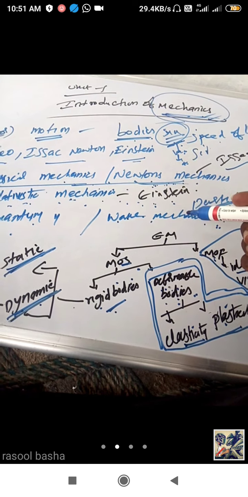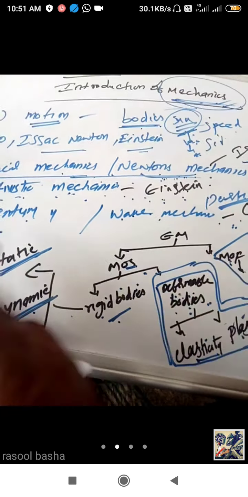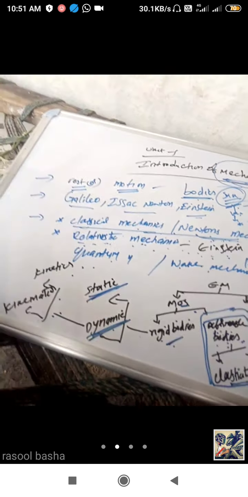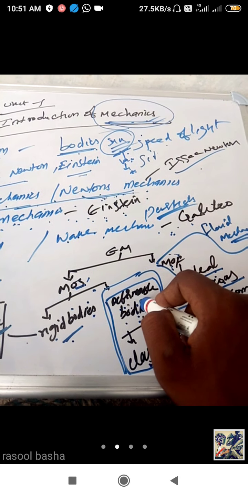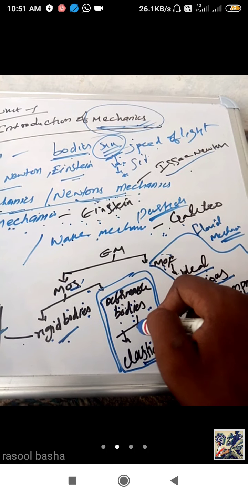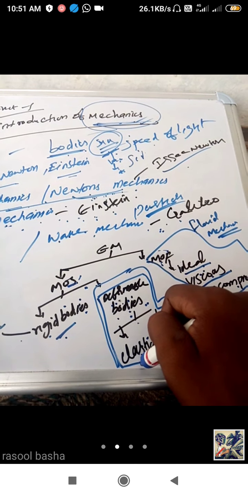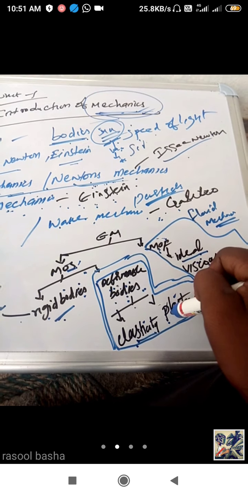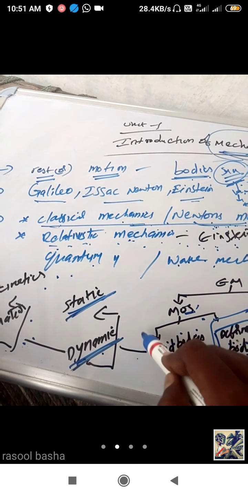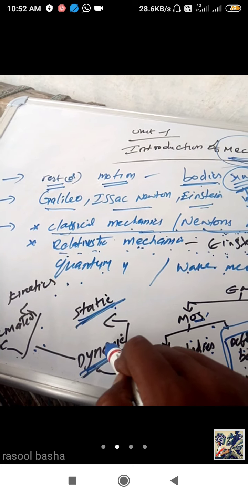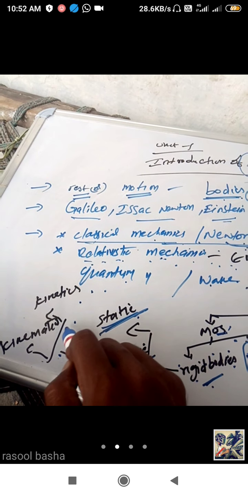Coming to the classification of mechanics, mechanics can be classified into two types: mechanics of solids and mechanics of fluids. Mechanics of solids is again divided into two types: rigid bodies and deformable bodies. Deformable bodies are divided into theory of elasticity and theory of plasticity. Rigid bodies are divided into two types, statics and dynamics. Dynamics is again divided into kinematics and kinetics.